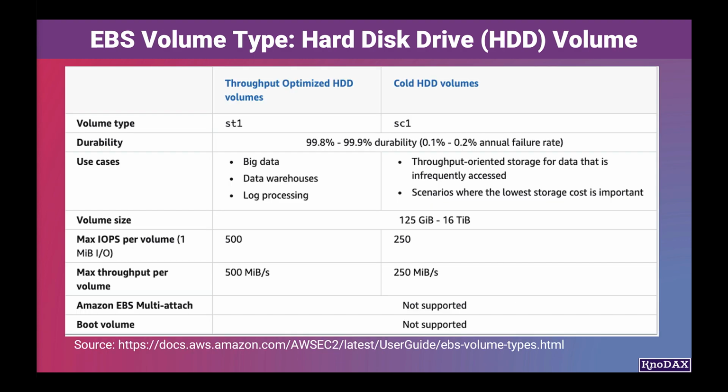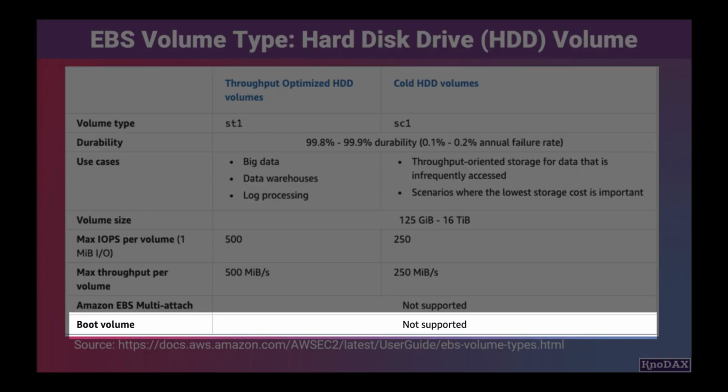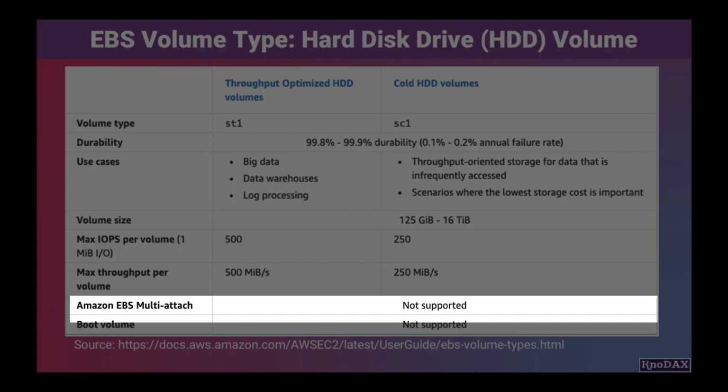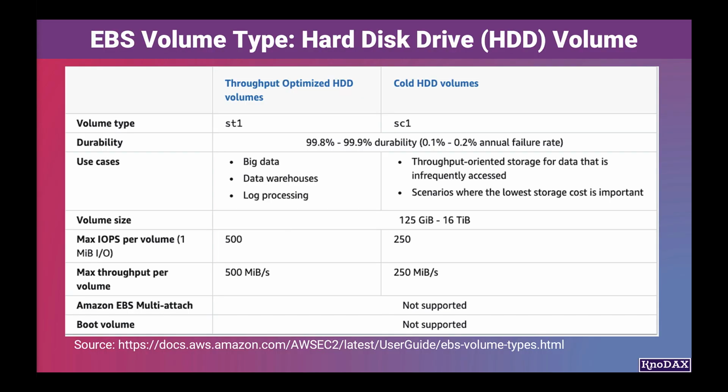Now let's understand cold HDD and throughput optimized HDD volumes with the help of this screenshot. The first thing to notice is that there is no support for boot volumes. This means HDD volumes cannot be used as boot volumes, and multi-attach EBS is not supported as well. Cold HDD volumes define performance in terms of throughput rather than IOPS. Cold HDD provides low-cost magnetic storage compared with throughput-optimized HDD.